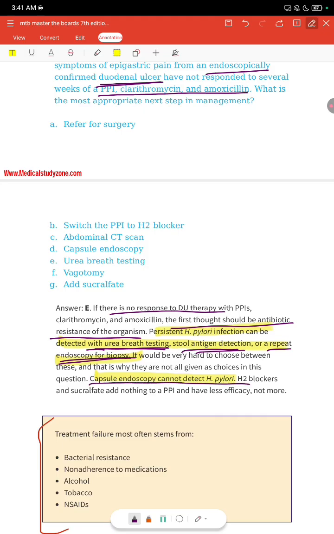Capsule endoscopy cannot detect H. pylori. See, H2 blockers and sucralfate add nothing to a PPI and have less efficacy, not more. You have to remember that.